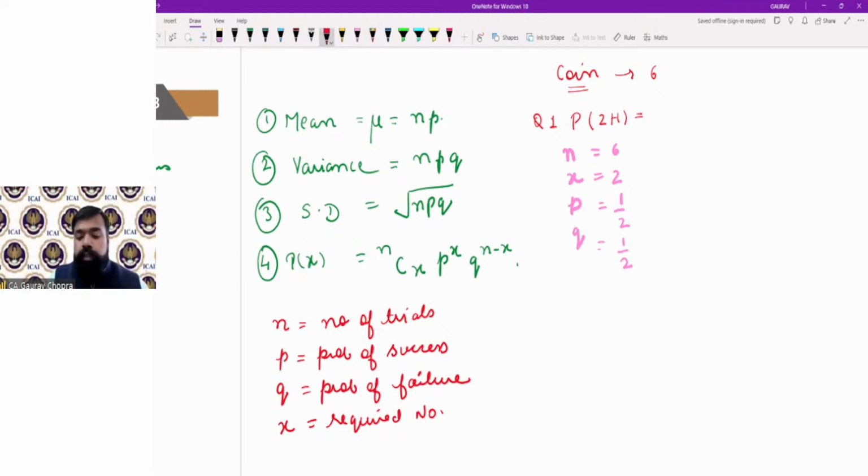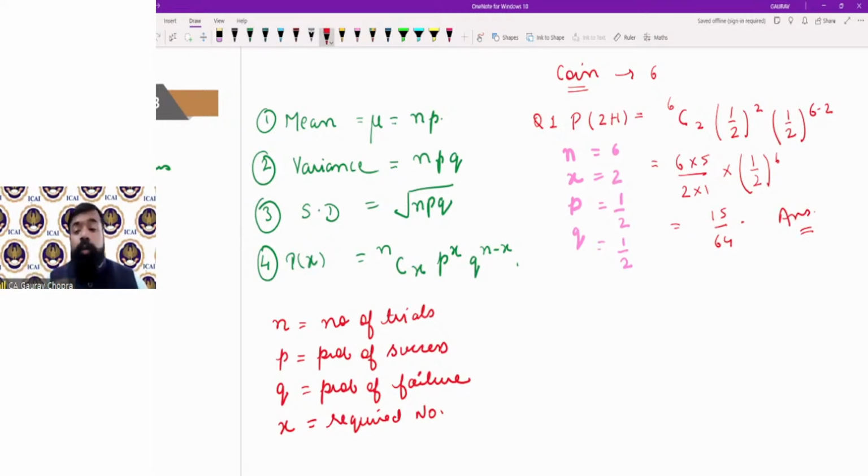Let's calculate this. According to the formula, it is nCx, so 6C2, p to the power of x, that is 2, and q to the power of n minus x, so 6 minus 2. It will become 6 into 5 upon 2 into 1, multiplied by 1 by 2 whole to the power of 6. So 15 upon 64. This becomes your answer. Any doubt till here, let me know, because this is the basic concept of binomial distribution, and in this way we can calculate the probability.